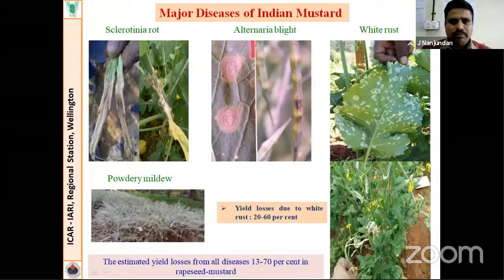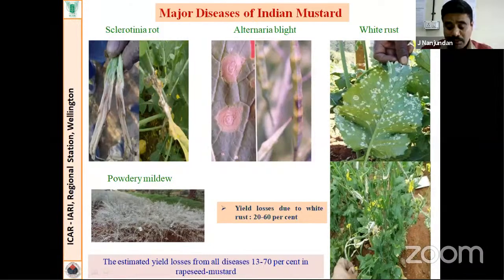So coming to the major diseases affecting Indian mustard, Sclerotinia stem rot is number 1. Then other diseases, Alternaria blight, white rust. Now powdery mildew is also emerging in some of the dry tracts like Gujarat and non-traditional areas like Karnataka and Maharashtra. Coming to the white rust, when it occurs at the reproductive stage in the staghead formation, the yield losses are very high.